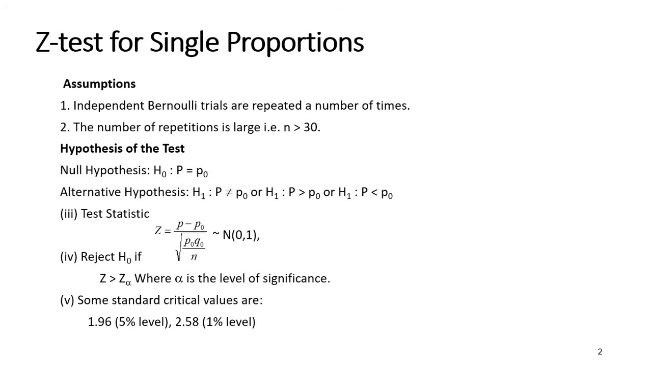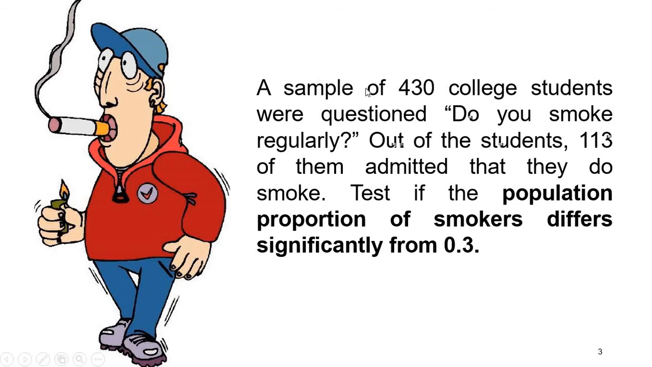Let us take up an example to understand it better. A sample of 430 college students were questioned, do you smoke regularly? So this was a question. Now sample size is quite big, as you can see, 430. Out of these students, 113 of them admitted that they do smoke. So 113 out of 430. So 113 divided by 430, that is my sample proportion. Test if the population proportion of smokers differs significantly from 0.3.